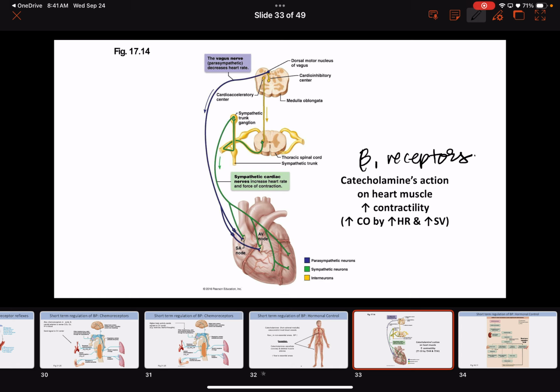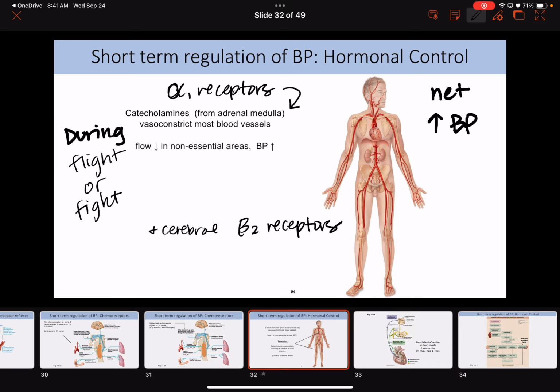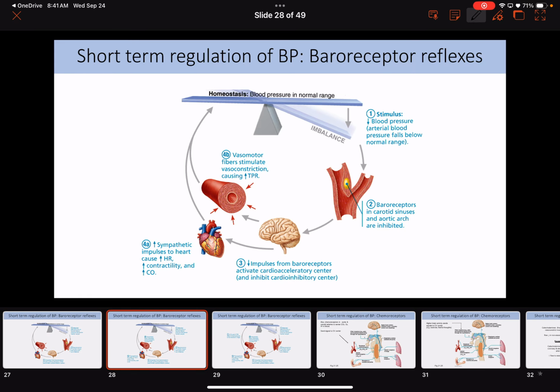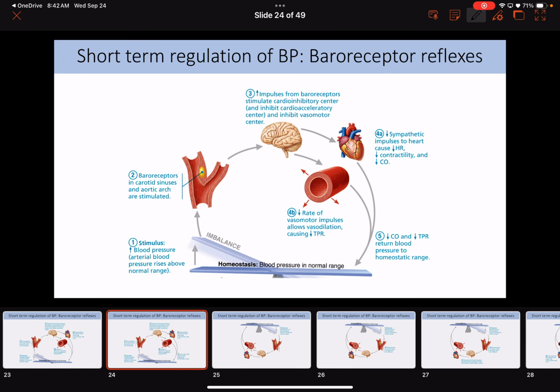I have a question about the short-term regulation, the neuroreceptor. The impulses from the baroreceptors cause a decrease in the impulses to the heart. Does it also cause an increase in parasympathetic? Which part are you talking about? This one right here? The increase? Yes. Okay.